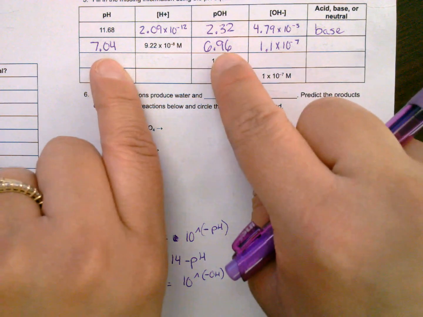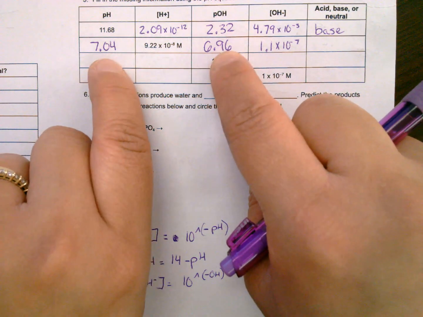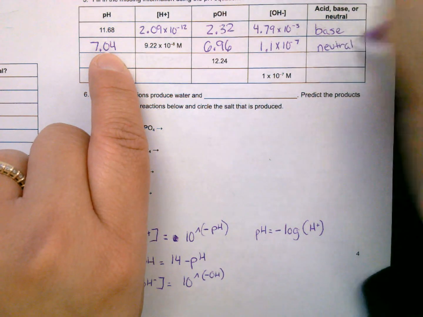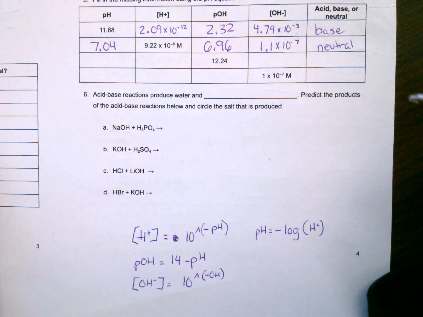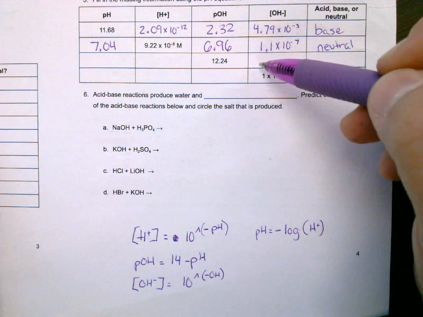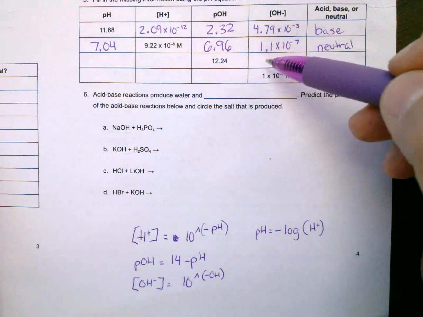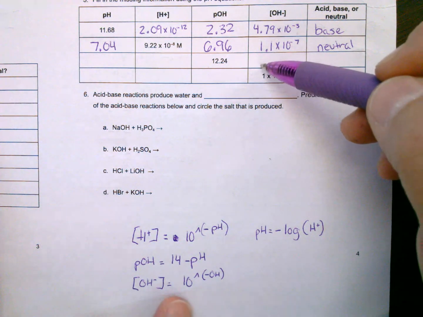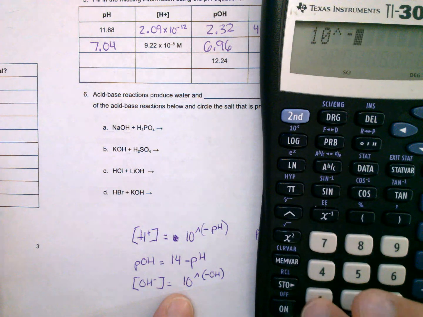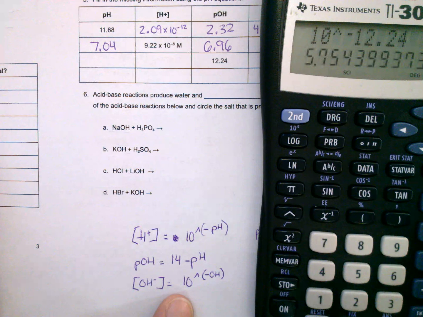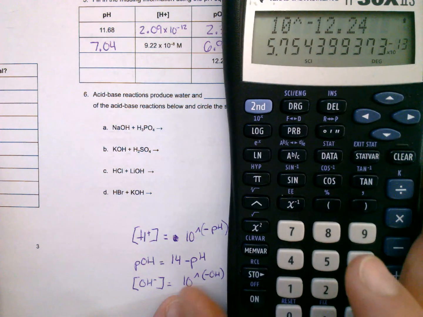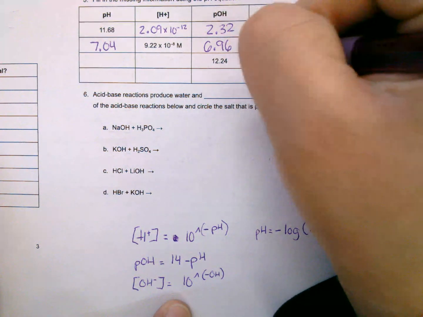Is this acid, base, or neutral? Well, 7.04 and 6.96 are very close to 7, so we're just going to call that neutral. On the next example, we're given pOH, so we can start by finding our OH hydroxide concentration. We're going to use the 10 caret negative pOH. That's going to give us 5.75 times 10 to the negative 13.